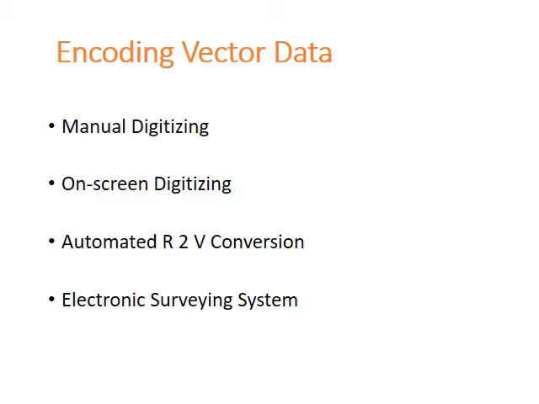The next is encoding vector data. In most of the cases, vector data are captured from hard copy printout or from digital raster image. Maps can be digitized and included into a digital database in vector format by hand digitizing with a computer mouse on the screen, or a digitizing table to collect the coordinates of the features. Following are the methods by which we can encode the vector data. Number one is manual digitizing, on-screen digitizing, an automated software to convert the raster to vector, and electronic surveying system which can bring the field data directly into the vector format.